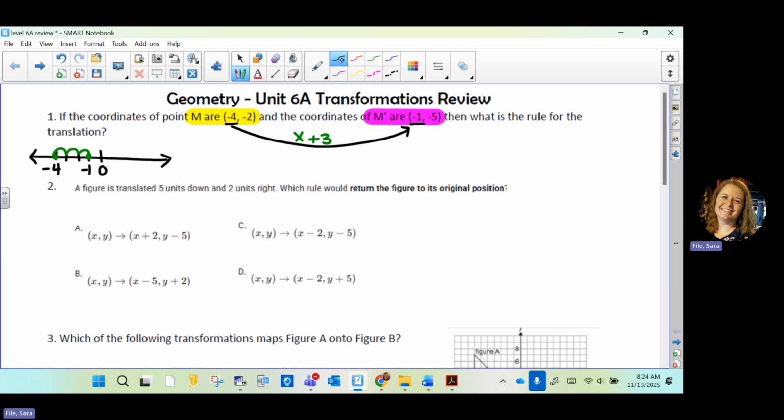What about for the y? I'll do x in green here and y in red. How did I get from -2 to -5? You need to picture the number line again. We're starting at -2, and we're going to -5. So I start at -2, and I get to -5. How much do I move?